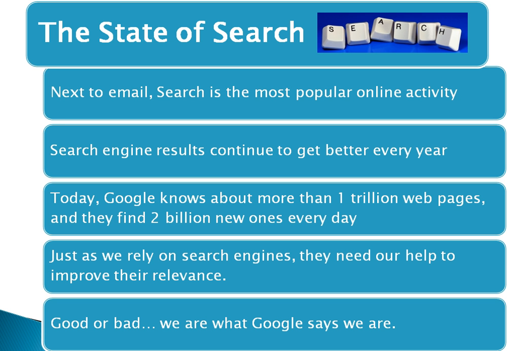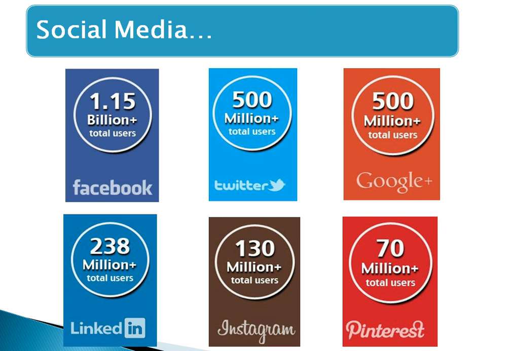What is the state of search basically? So guys, next to email, search is the most popular online activity. Search engine results continue to get better every year. Today Google is known to have more than 1 trillion web pages, and they find 2 billion new ones every day. Good or bad, we are what Google says we are.